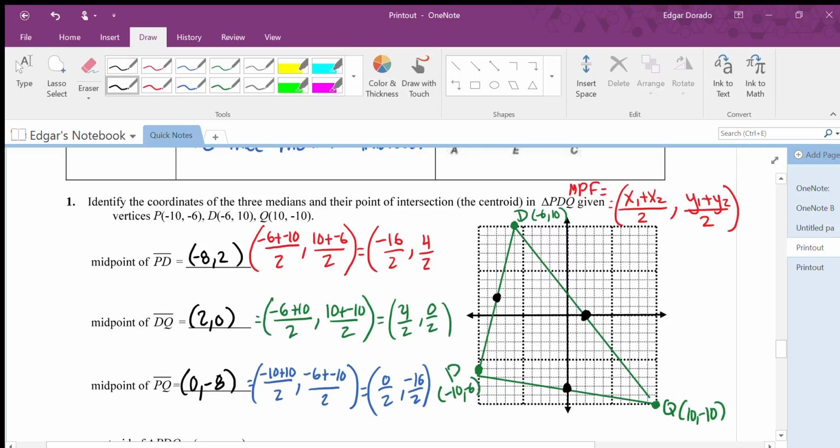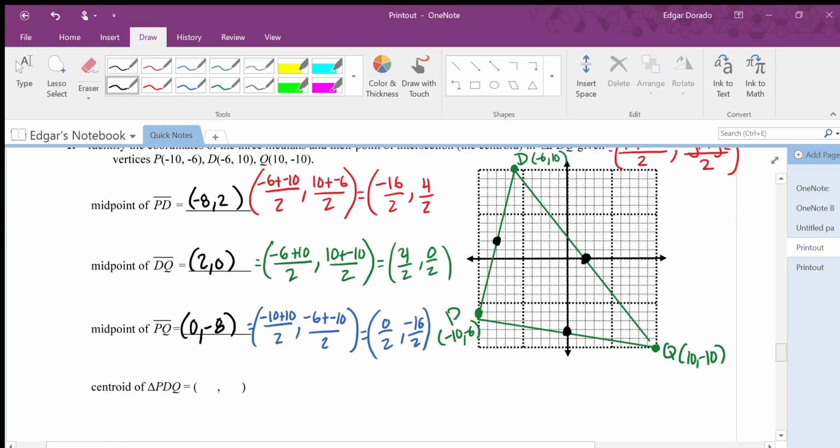All right, so I have everything I need. I have all of my midpoints, and now I can go ahead and draw all of my medians. So let's go ahead and do it. So my first median is going to be right here. Let me make it in red. All right, so from, let's see, PD. Let's go ahead and make my first median here.